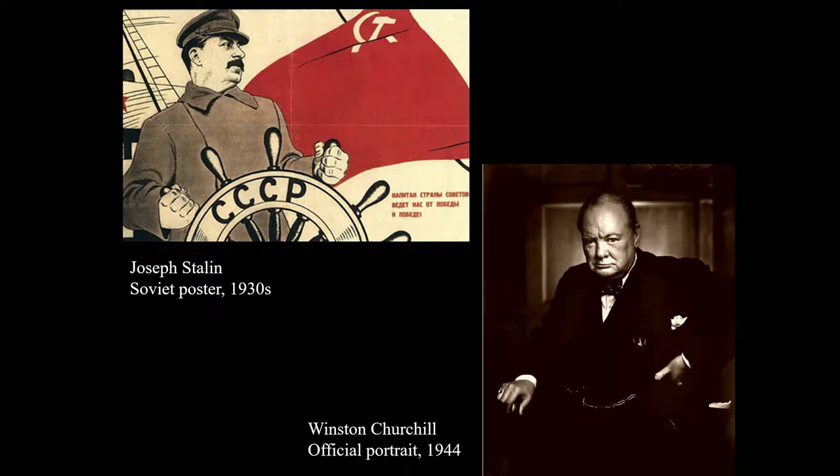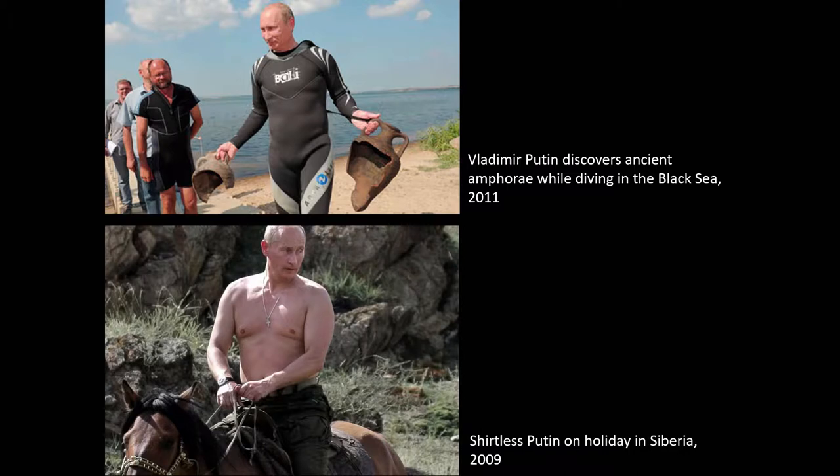And of course, more recently, Vladimir Putin perhaps is the best known exponent of visual propaganda. So at the top, you can see just casually posed, having discovered two ancient transport amphorae while diving in the Black Sea in 2011, as you do. And at the bottom, clearly in what he thinks is the embodiment of sort of Russian machismo, shirtless, riding a horse while on holiday in southern Siberia.